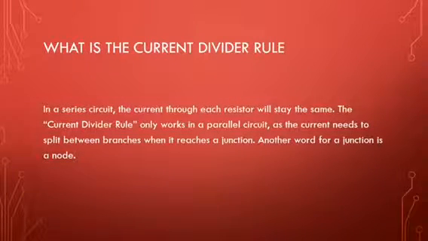In a series circuit, the current through each resistor will stay the same. The current divider rule only works in a parallel circuit, as the current needs to split between branches when it reaches a junction. Another word for a junction is a node.